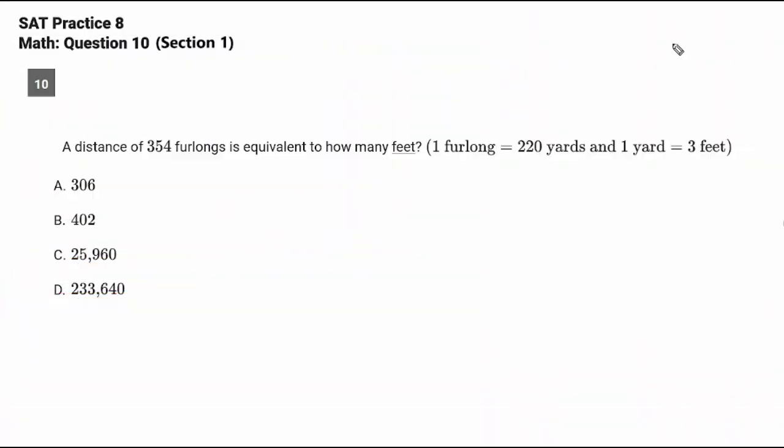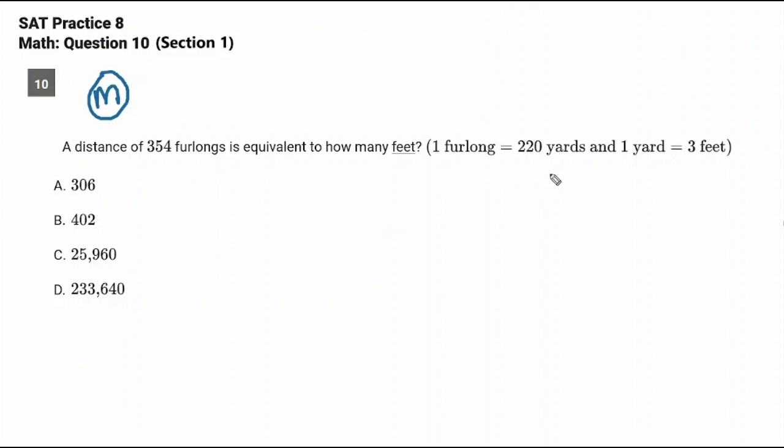We're on SAT Practice Test 8, Math Section 1, Question 10. Level of difficulty here is medium. So on medium questions, you got to slow down just a little bit. You're not on easy questions anymore, but you can move pretty fast and you can get every single one of these right. A distance of 354 furlongs is equivalent to how many feet?